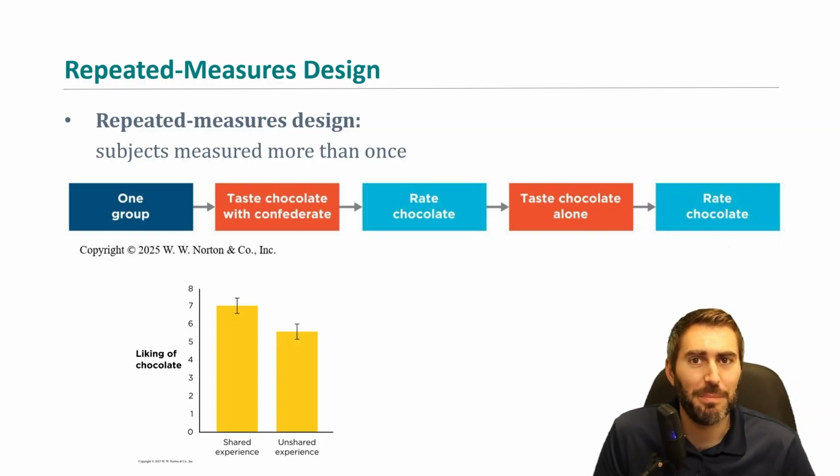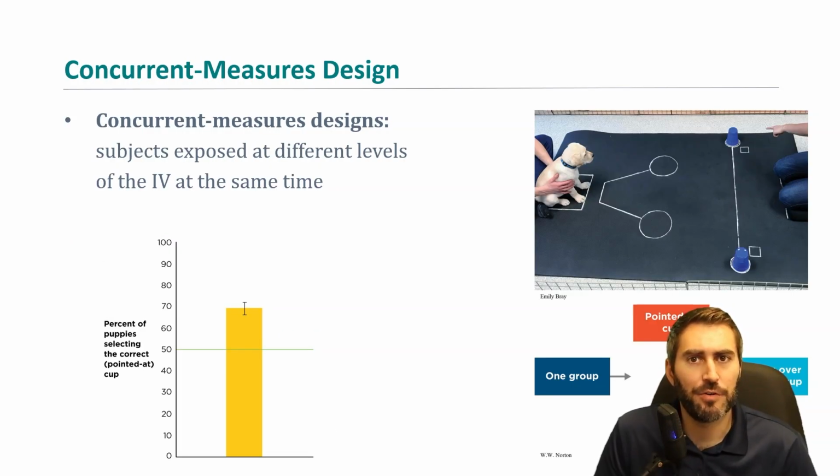The graph shows that people liked the chocolate significantly more when they shared the experience with another person. This is a repeated measures design because the same person rates chocolate multiple times under different conditions. The other type of within-group setup is a concurrent measures design.